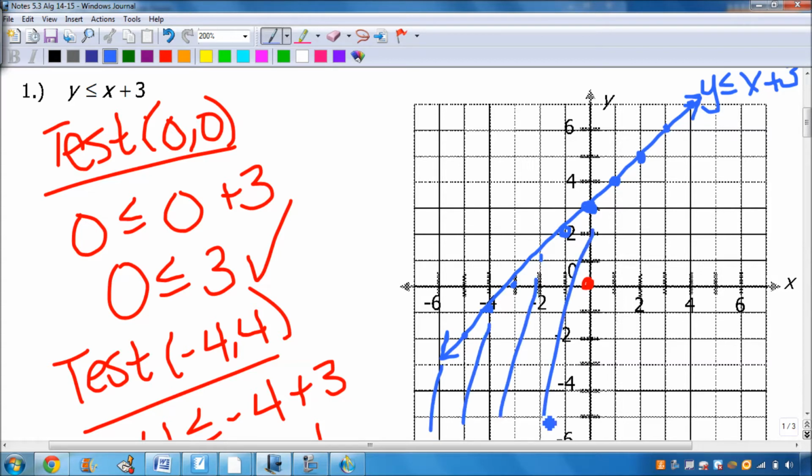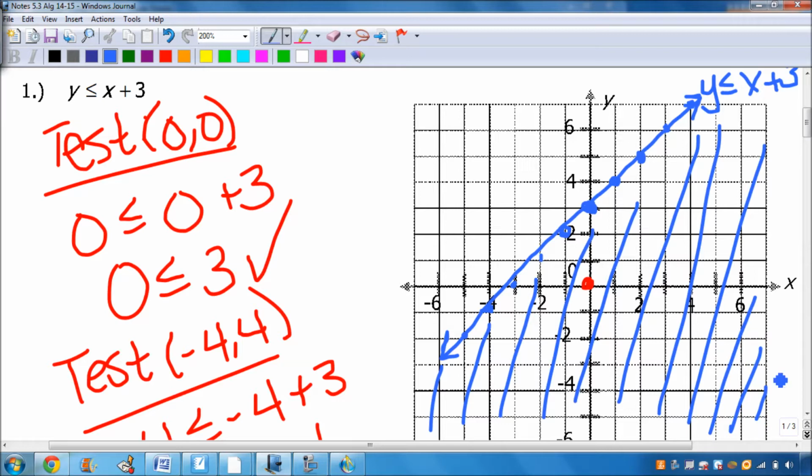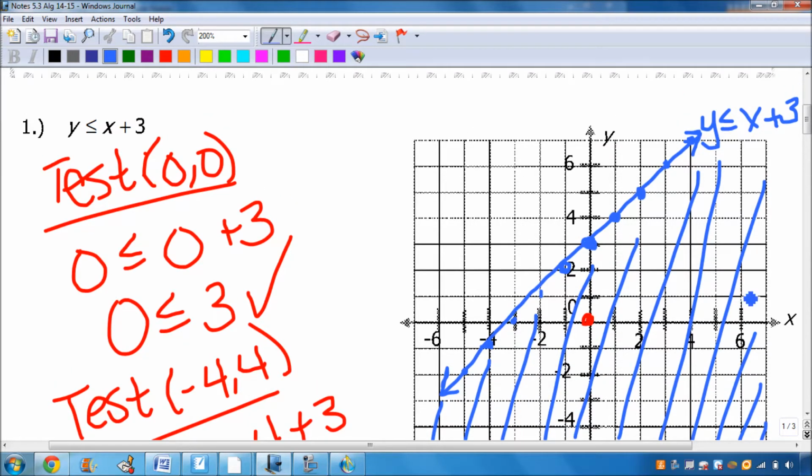This right here is my solution set. Everything below y is less than or equal to x plus 3, including everything on y equals x plus 3, is a solution to my inequality. Okay, and that was what step 3 said, to check your coordinate to see what happens.